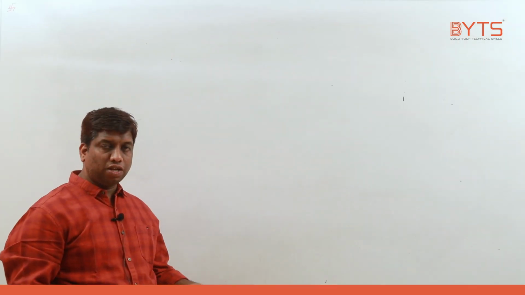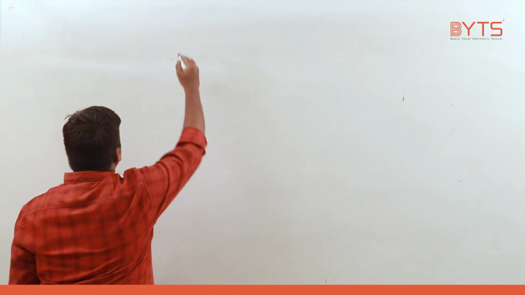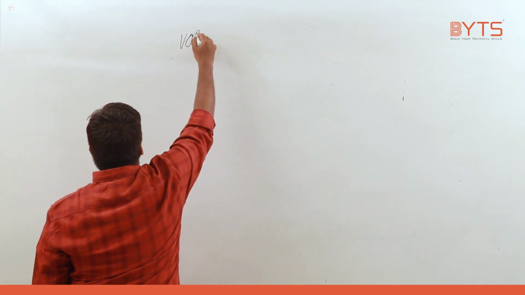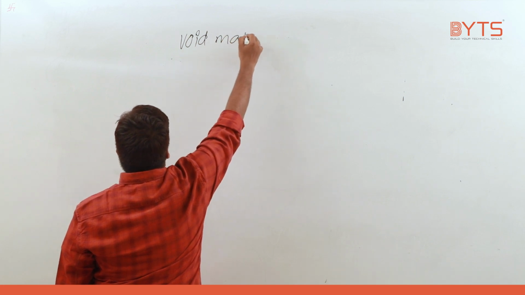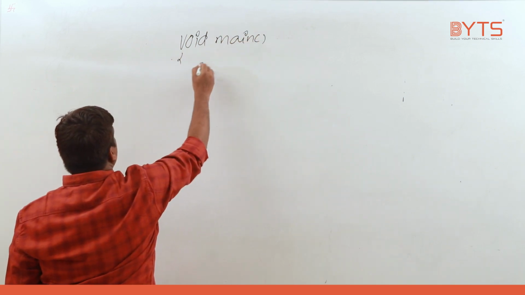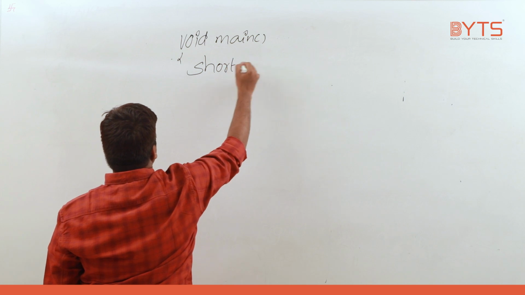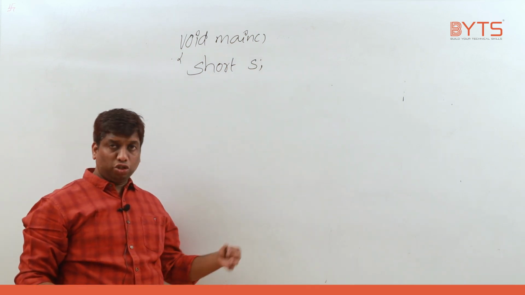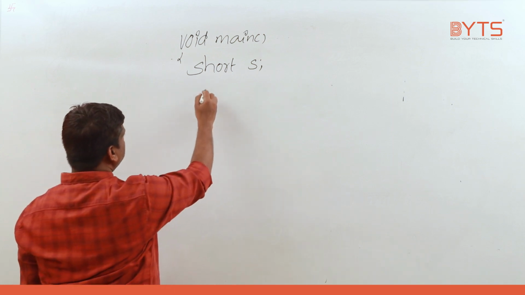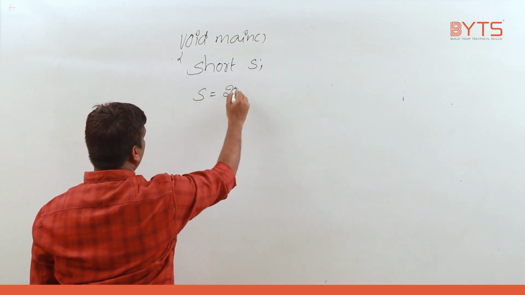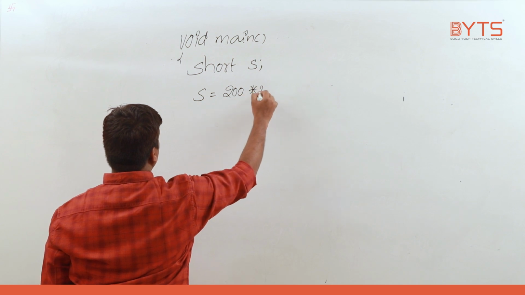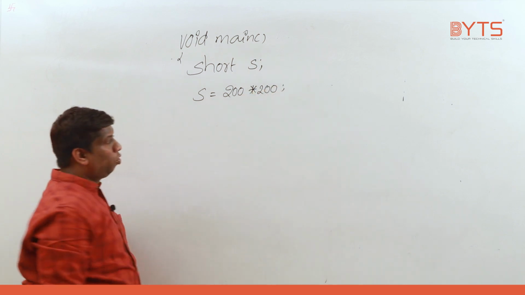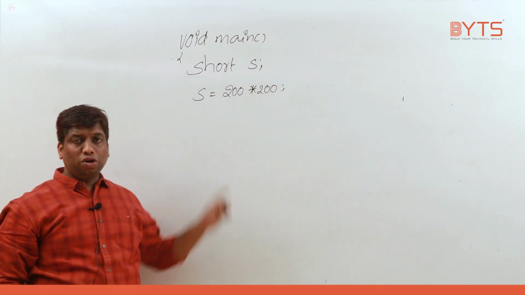Okay. Now we'll solve another problem. A little interesting problem this is also. void main, short. Yes. What is the meaning of this statement? s is a variable of signed short. s is equal to 200 into 200. Now what am I trying to do? s is equal to 200 into 200.